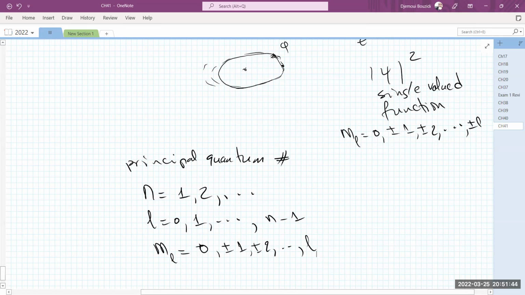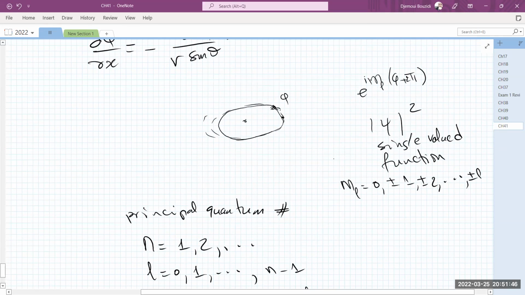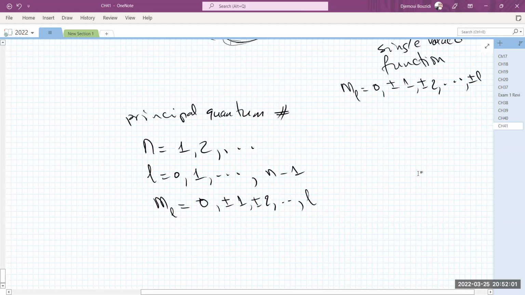It could be negative. There is no problem with it. For the negative, that means it's a particle that is going in the opposite direction. Instead of going counterclockwise, going clockwise in the phi direction. That's all. So these are the different conditions and the different quantum numbers. That's the principal quantum number. This is the angular momentum, and this is the magnetic quantum number.